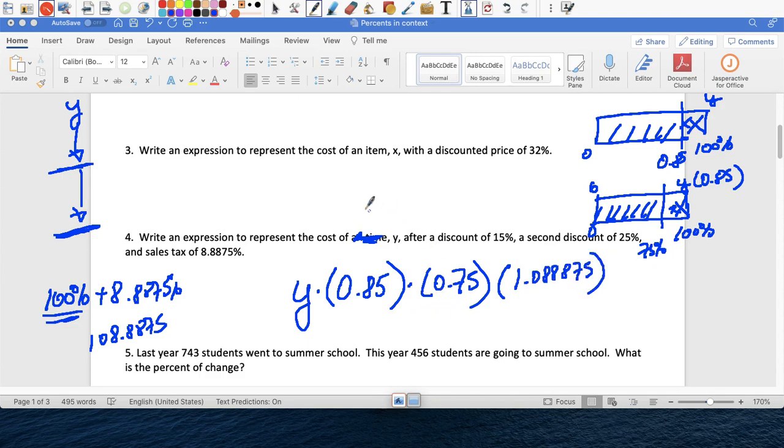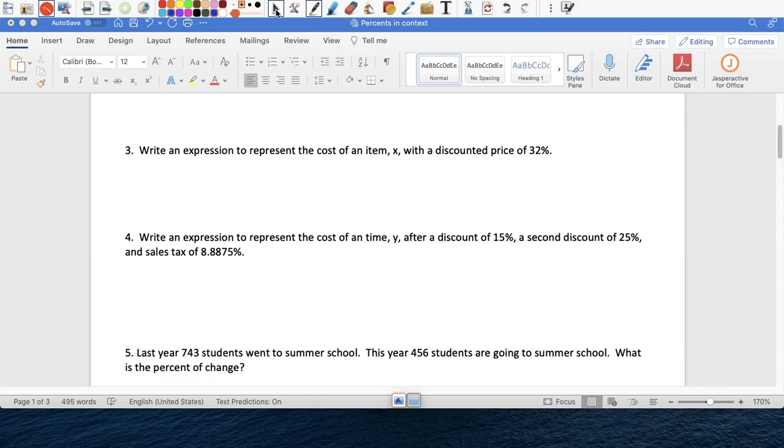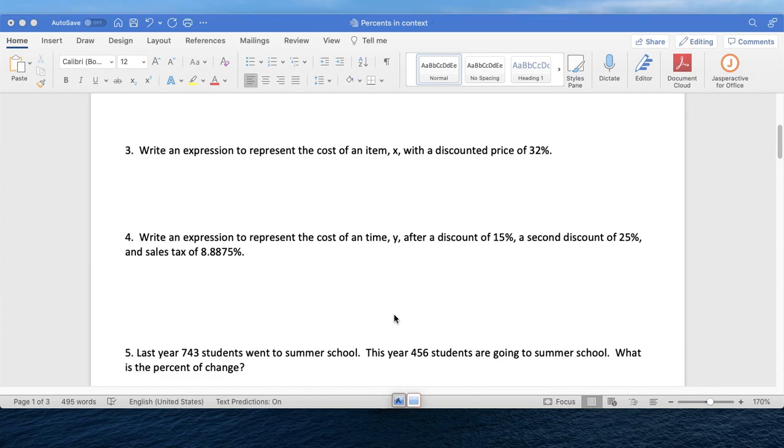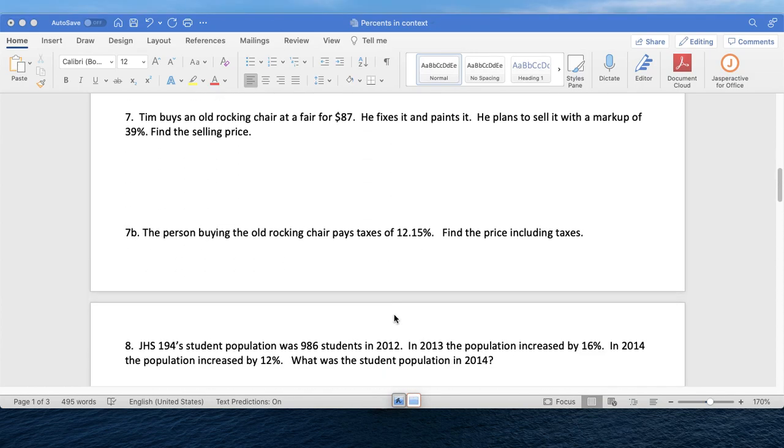So to find the price of your item, Y, after two discounts and a tax, this is the expression that you would use. We didn't do percent change. The 5 is gone. 7.